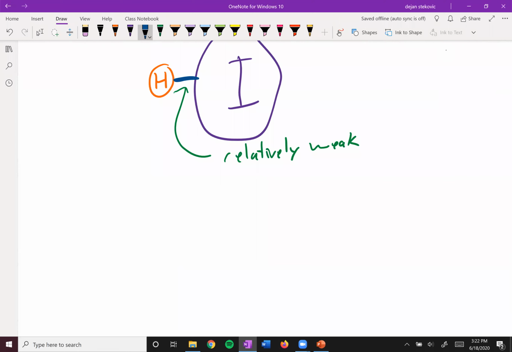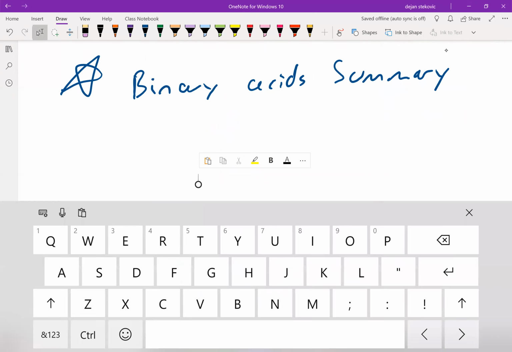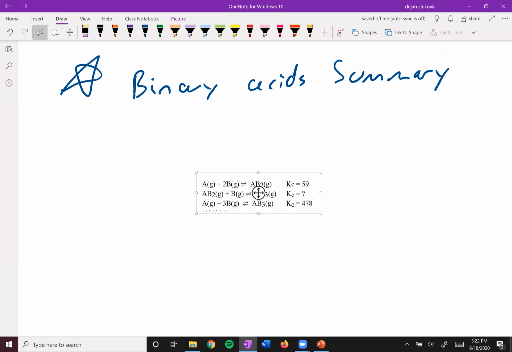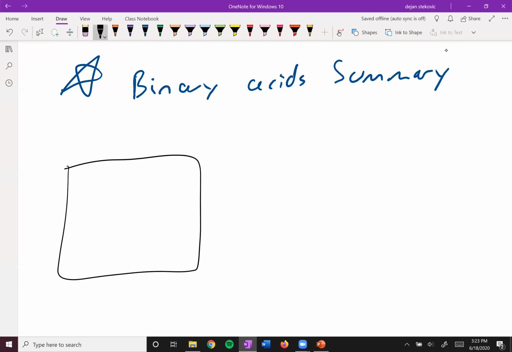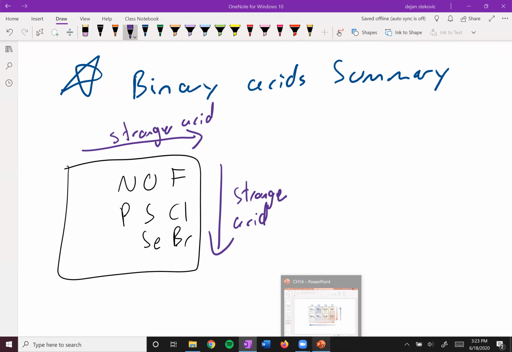But basically what we want to know from this summary here, so binary acids summary, is that when we go towards the bottom right, we get a stronger and stronger acid. So nitrogen, oxygen, fluorine, here's our periodic table, phosphorus, sulfur, chlorine, then selenium and bromine. When we go from left to right, we get a stronger acid. And then when we go from top to bottom, we get an even stronger acid. Let's picture this.